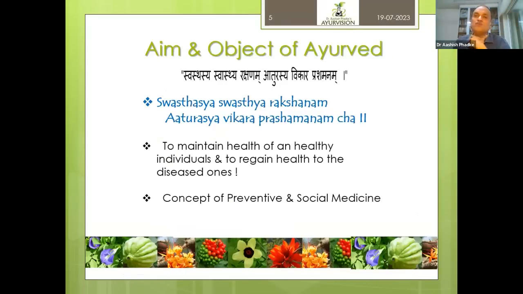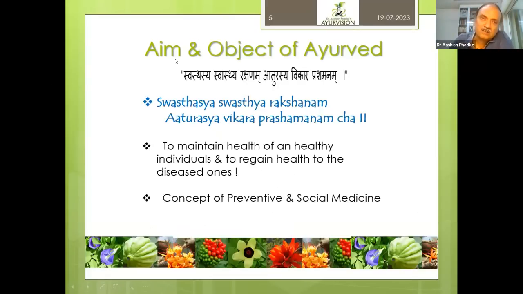Now coming to why one should know Ayurveda and Yoga: what is the aim and object of having these particular disciplines? They have mentioned in Ayurveda: swasthasya swastharakshanam aturasya vikara prashamanam. Swasthasya swastharakshanam means to maintain the health of any healthy individual, and to restore the health of the diseased one. This is the concept of preventive and social medicine, which we are practicing now. But in those times, around 5000 BC, Ayurveda had already practiced this.